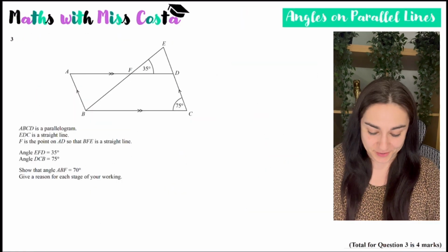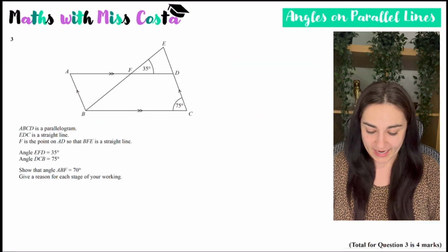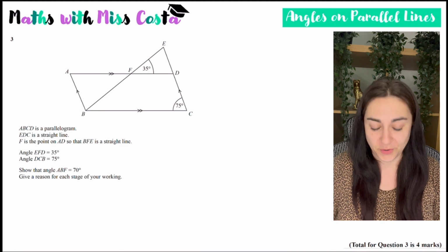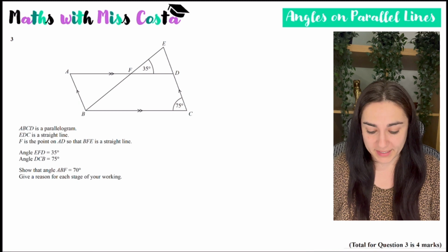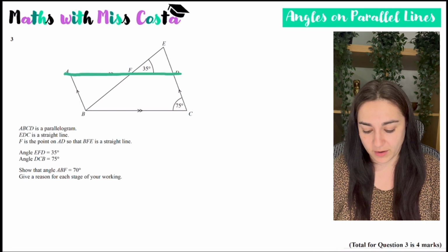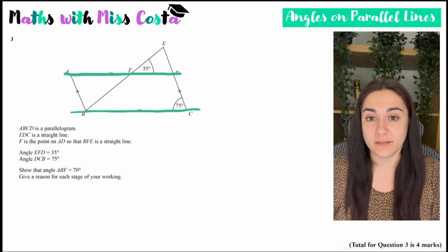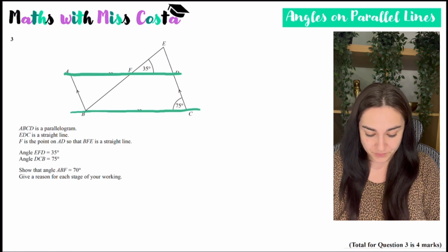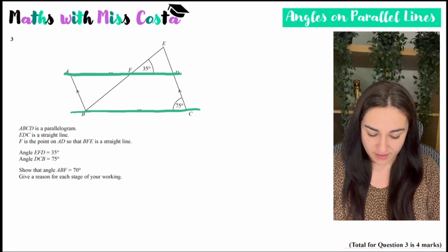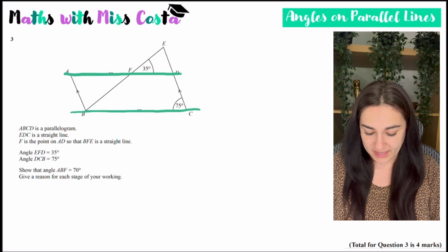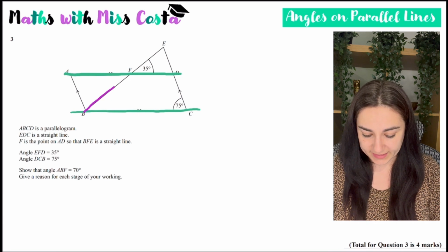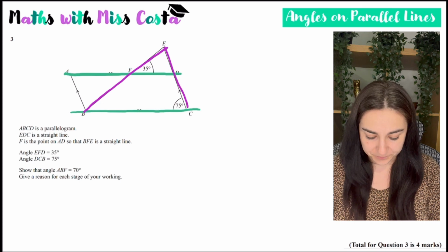So in this question, I've been given a parallelogram and some kind of triangle on top of it. I'm told that ABCD is a parallelogram, which is important because I then know that the laws of parallel lines are going to be able to be used for this question. I know that EDC is a straight line and that F is the point on AD, so that BFE is a straight line. So we're dealing with straight lines here, which is excellent.